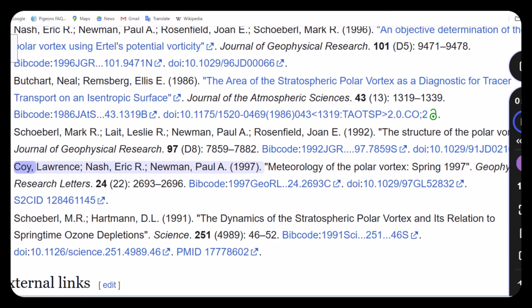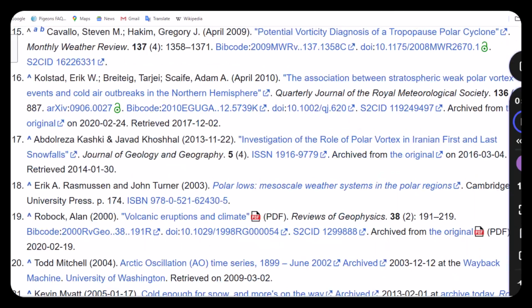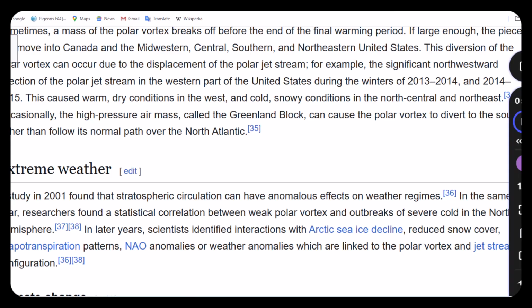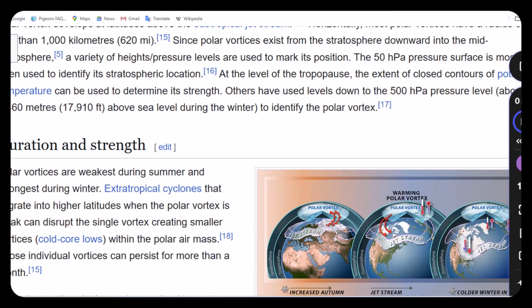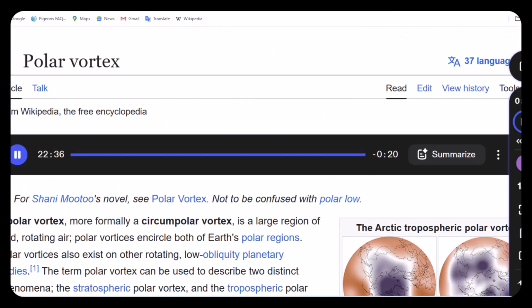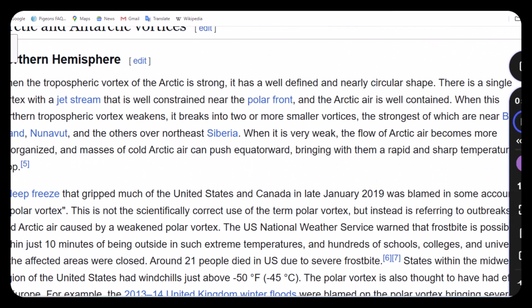Coy, Lawrence, Nash, Eric R., Newman, Paul, 1997. Meteorology of the polar vortex, spring 1997. Geophysical Research Letters, 24, 2693 to 2696. Bibcode 1997GeoRL..24.2693C. DOI 10.1029/97GL52832. S2CID 128461145. Schoeberl, M. R., Hartmann, D. L., 1991.